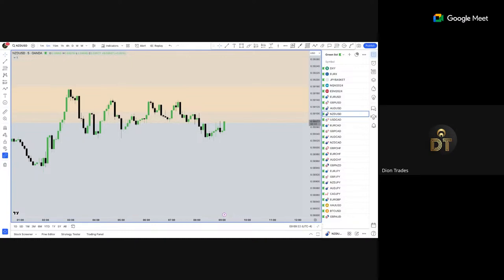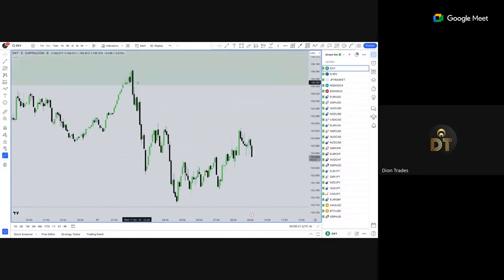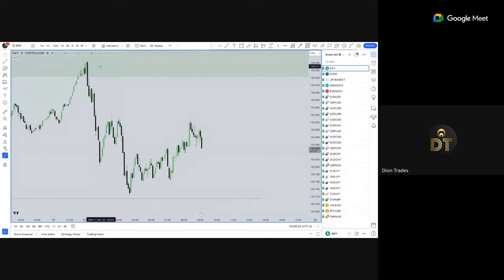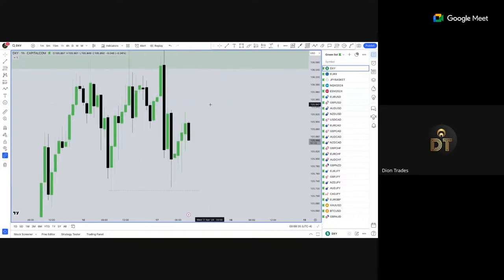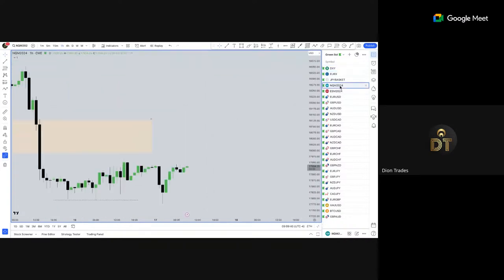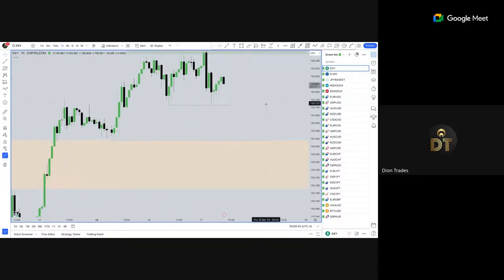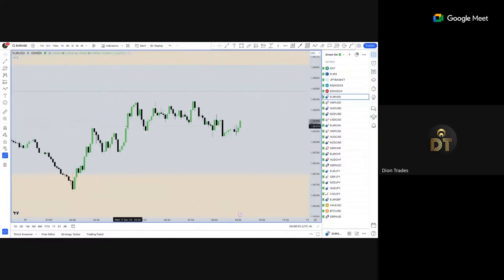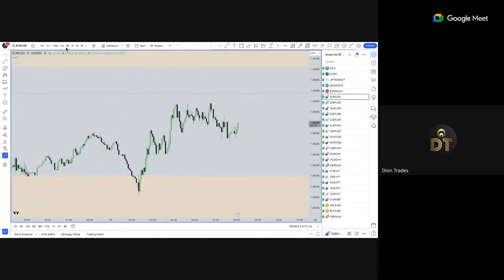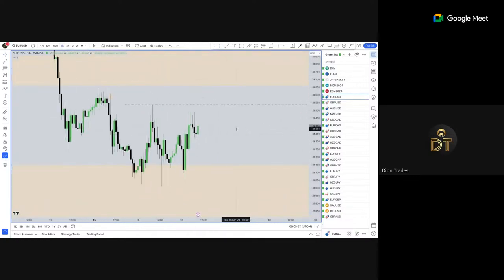And this is the less sexy side of trading, guys. It's the waiting game. DXY is going up right now. DXY is going down right now. So you see the USD pairs going up, which makes sense because we have the drawn liquidity there.